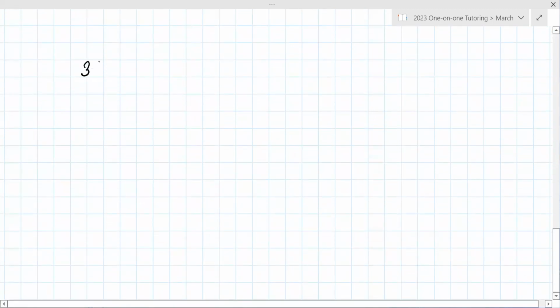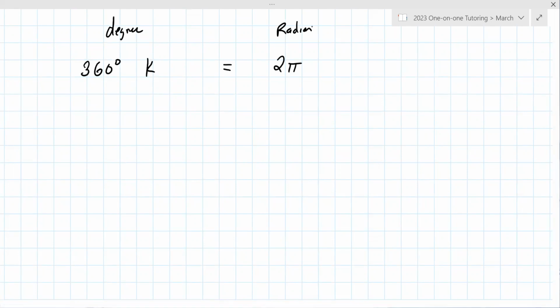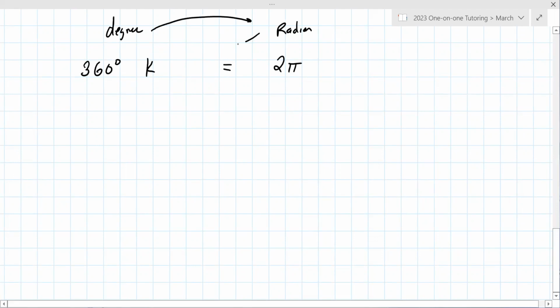Here's the more normal question. You know that there are 360 degrees in a circle. And I just told you that it's also 2 pi radians. So it's like degree land and radian land. And what is the conversion? Well, it depends which way you're going, from degrees to radians or from radians to degrees.